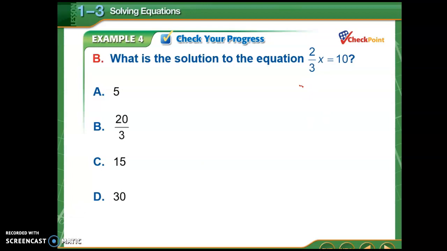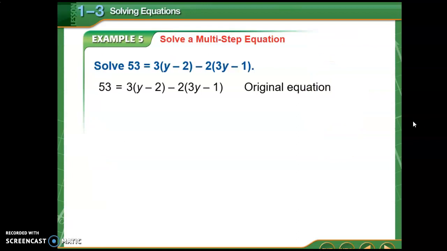So I'm going to multiply this by 3 first. So that will give you 2/3x equals 10. And then I'll multiply that by 3. Alright, so this cancels out your 3. So that will give you 2x equals 30. And then last step, divide both sides by 2. So that gives you x equals 15.